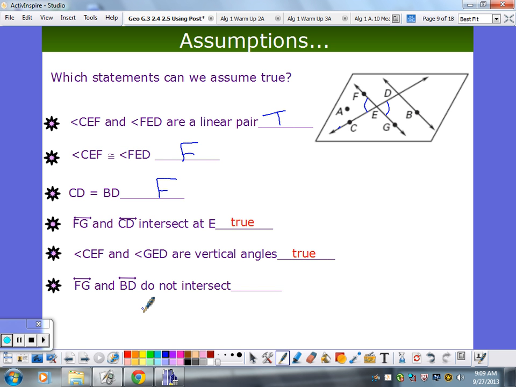FG and BD do not intersect. Here's FG. Here's BD. They don't intersect. Let's look at them. They don't intersect. Can I make that assumption?